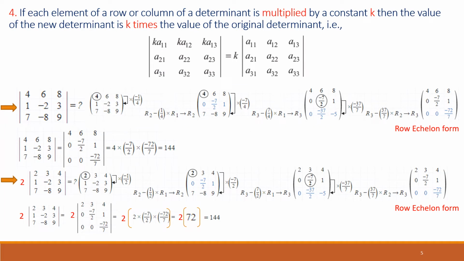Property 4. If each element of a row or column of a determinant is multiplied by a constant k, then the value of the new determinant is k times the value of the original determinant, as shown in this general form of property 4. Here we can see that row 1 is multiplied by a constant k.